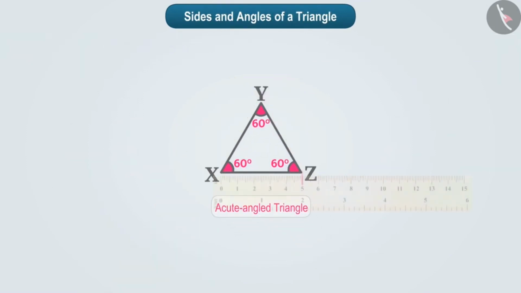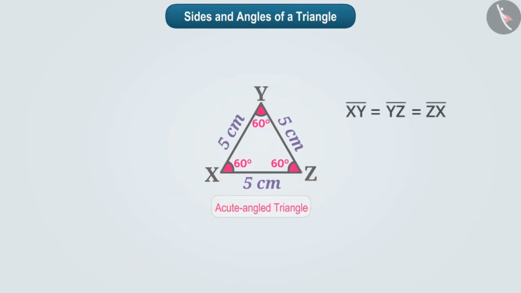If we measure its sides, we will see that its three sides are equal. This shows us that it is an equilateral triangle. We can say that in an equilateral triangle, every angle is 60 degrees.